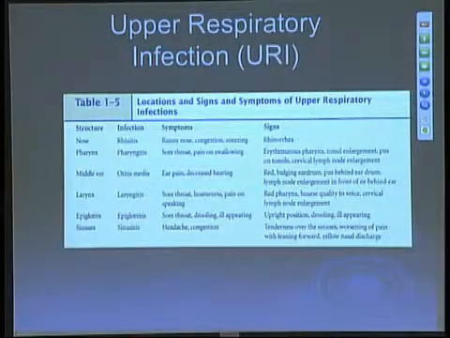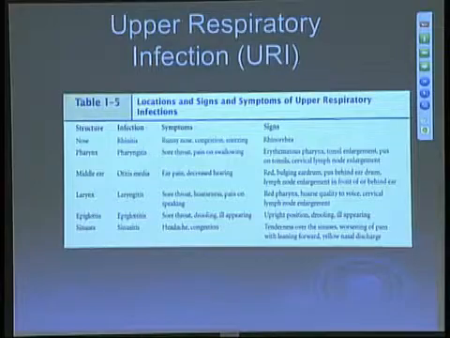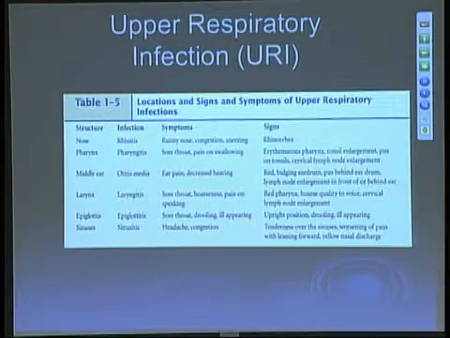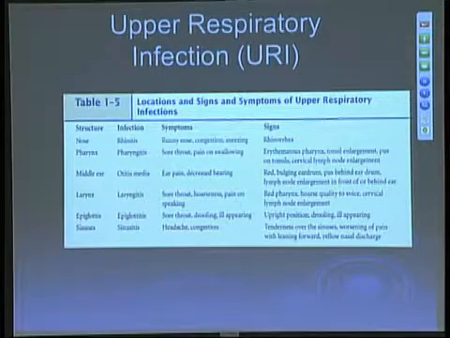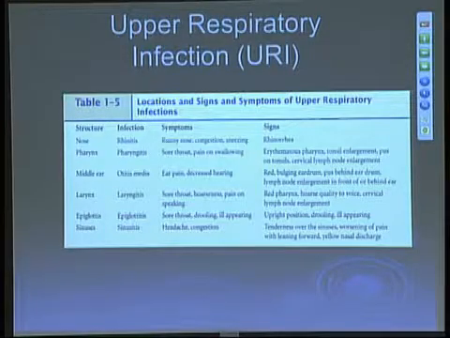So the upper respiratory infection of the nose is rhinitis. The symptoms are runny nose, snotty nose. Pharyngitis, or upper respiratory infection of the pharynx: sore throat, pain on swallowing, could be an erythematous pharynx, tonsillar enlargement, pus on the tonsils. Some of these could be bacterial, could be strep.